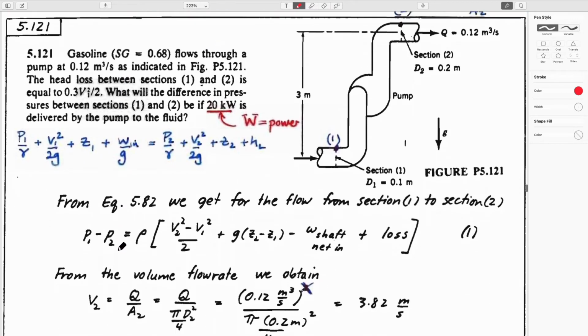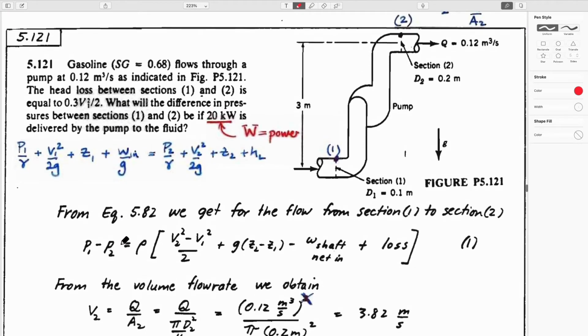A second one, again using Bernoulli. So if you're pumping gasoline from an upstream location to a downstream location, I guess these questions are making the point that upstream and downstream isn't really elevation, it's based on the flow coming from and going to. So gasoline flows through a pump, it flows at a given volumetric rate. It has a density which is 68% of that of water, that's what specific gravity is. Head loss is given by Darcy-Weisbach again, the coefficient K sub L is 0.3.